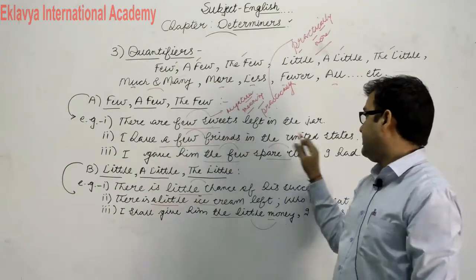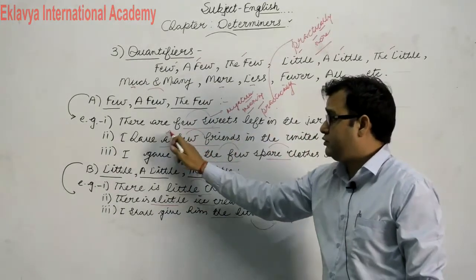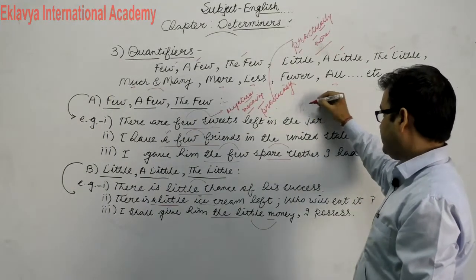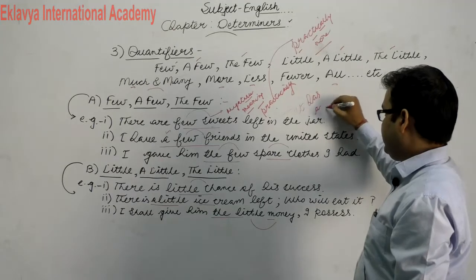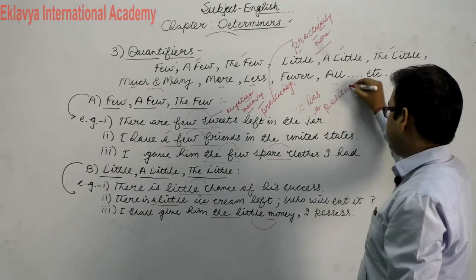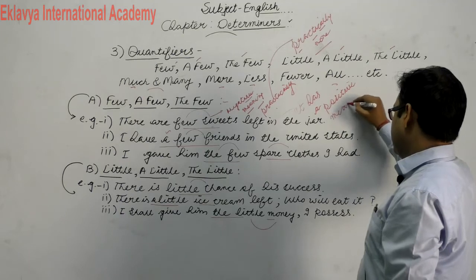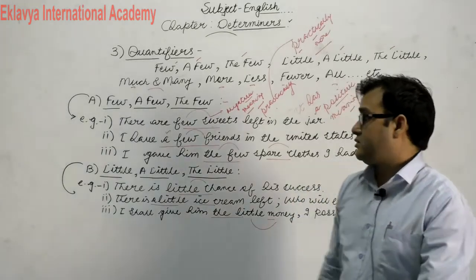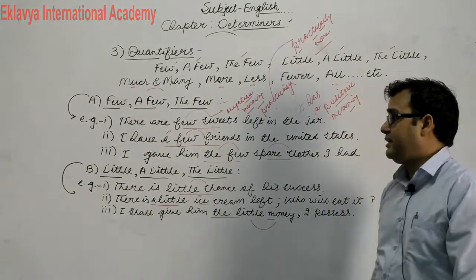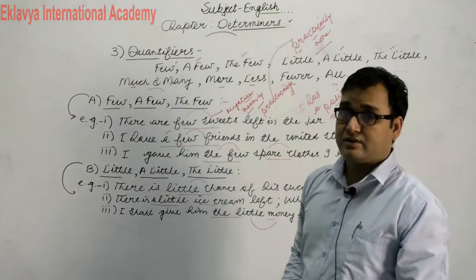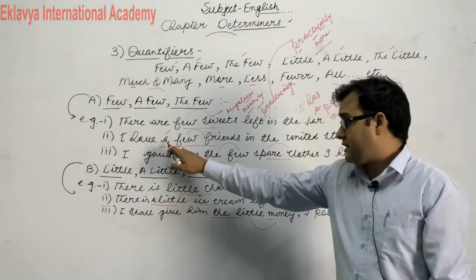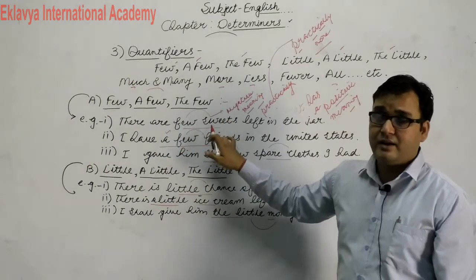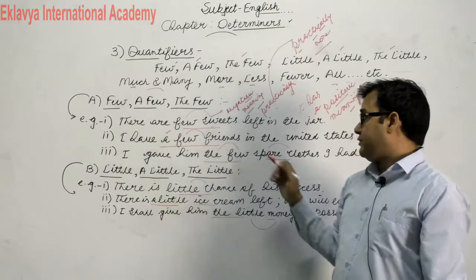I have few friends in the United States. When you say a few, when you use the word a few, it has a positive meaning, meaning there is something. When you say a few friends, it has a positive meaning. So, I have a few friends in the United States means that you have some friends there. That's why you are saying a few, because a few is more positive than few, because few possesses a negative meaning, practically none.